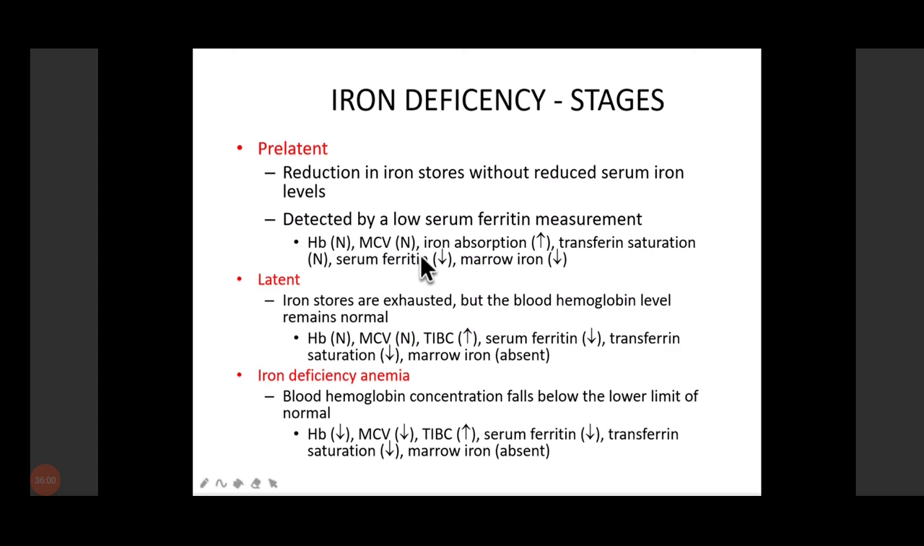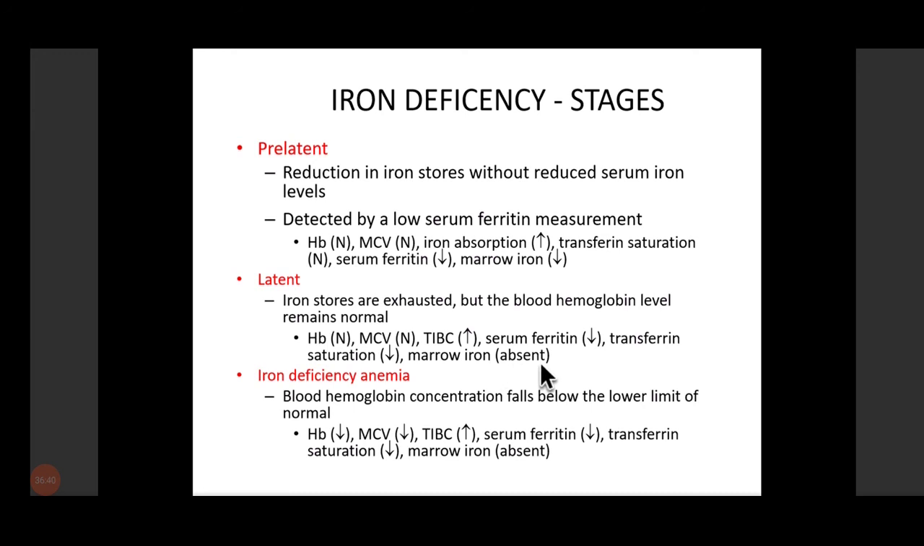The HB is normal, the MCV is normal, absorption is increased. So the body is sensing that there is a decrease in iron, so normal absorption is increased. Transferrin saturation will be normal, serum ferritin is decreased, and marrow iron will be decreased. In the latent stage, iron stores in the body are exhausted, but the hemoglobin levels remain normal. So HB and MCV are normal, however, TIBC, total iron binding capacity, is increased, ferritin is decreased, transferrin saturation is decreased, there is absent iron in the marrow.